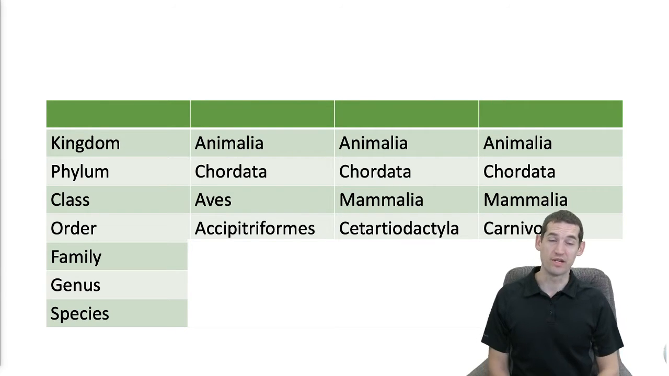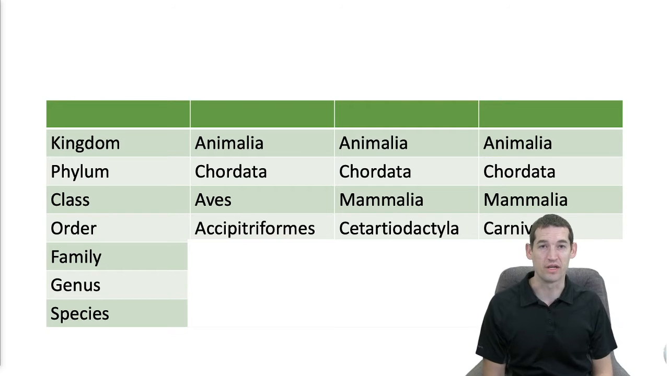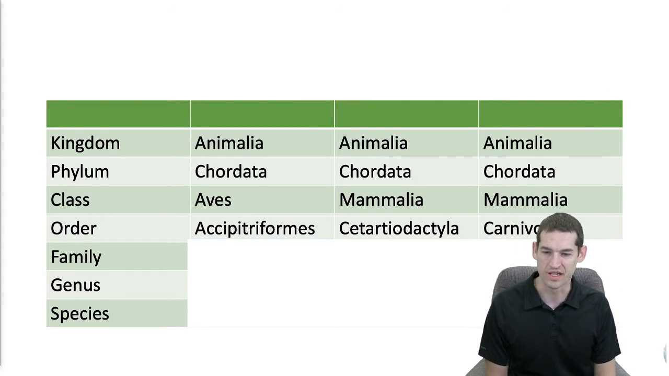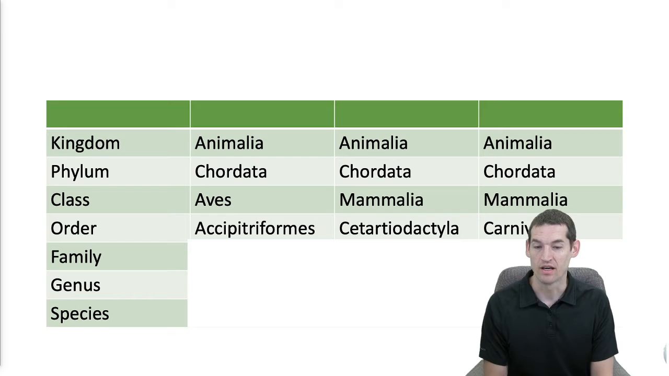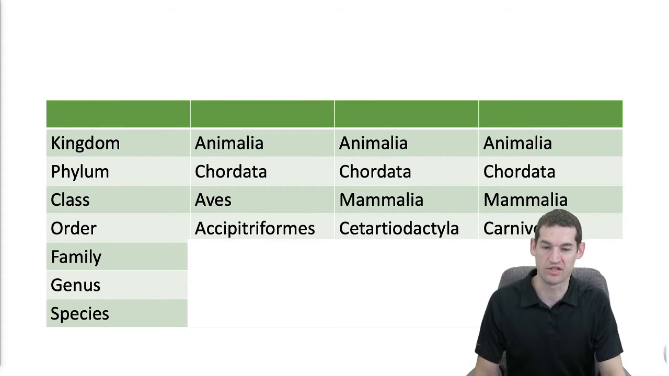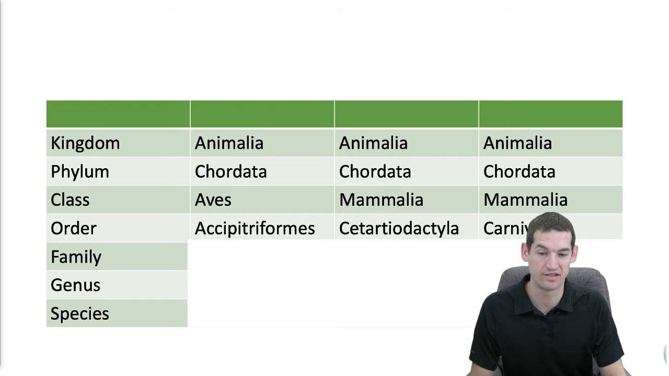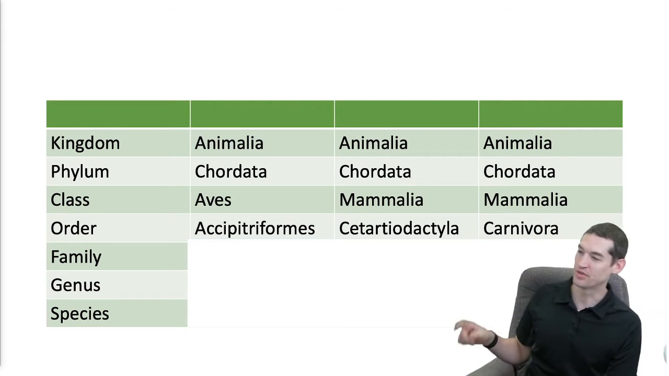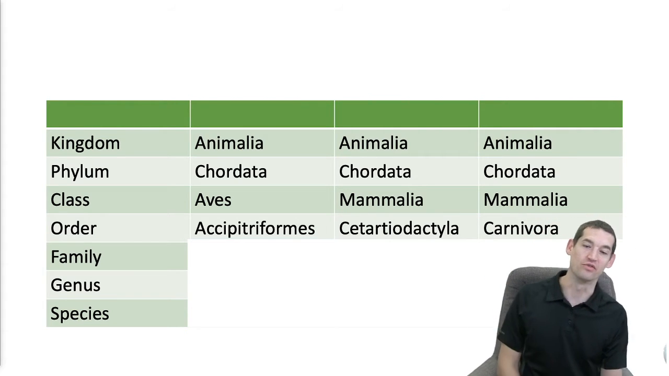Now order, sometimes these can get very big. A lot of these are based on Latin names, so they can get quite strange. The first one is Accipitriformes. I'm probably butchering that. It's okay. The second one is Cetartiodactyla. Sure. And the last one, a little bit easier to say, is Carnivora.